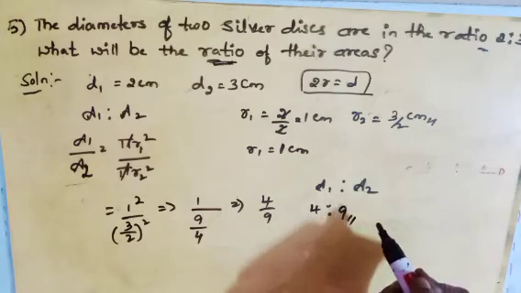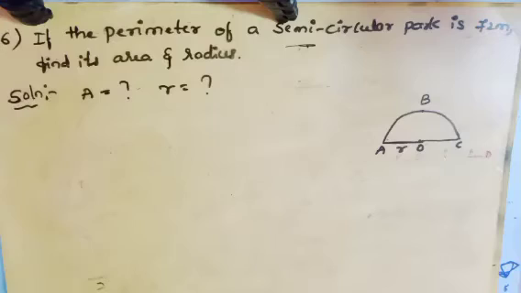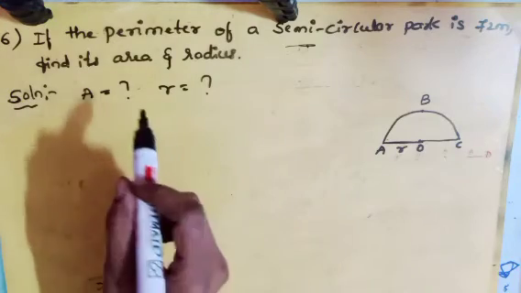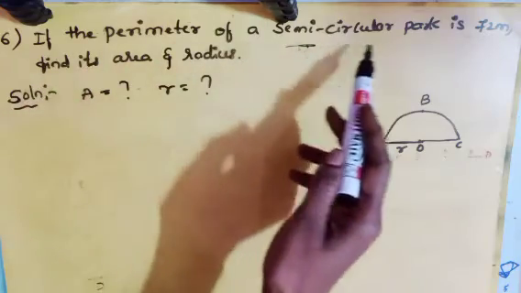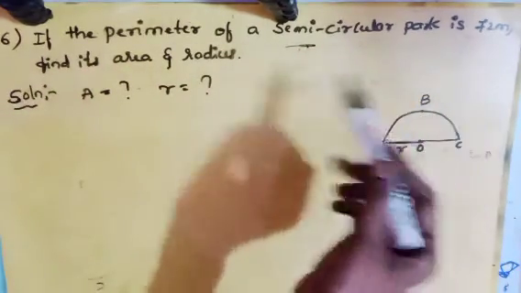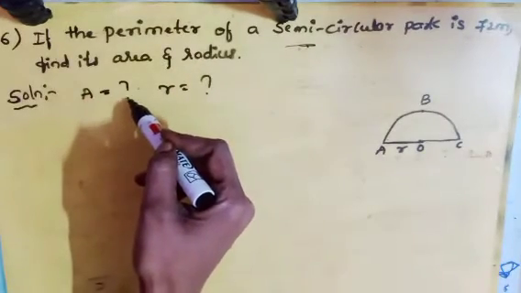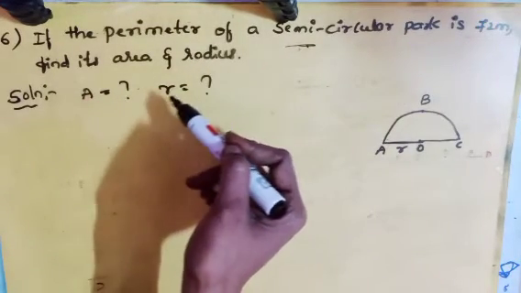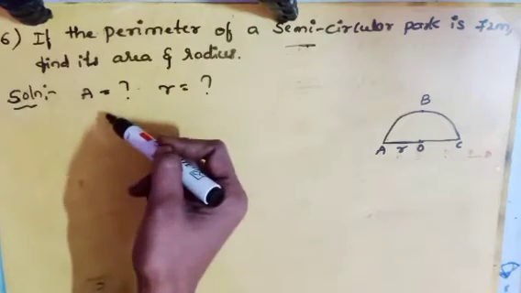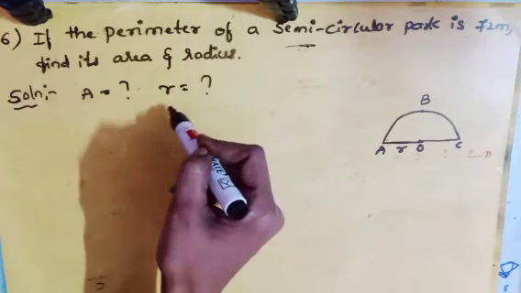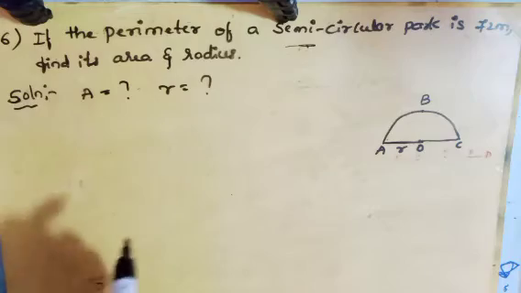Let us solve the next one. Let us solve the sixth one. If the perimeter of a semicircular park is 72 meter, find its area and radius. What do we have to find? We have to find the area as well as the radius. To find the area we need the radius. So first let us find the radius and then we will find the area.